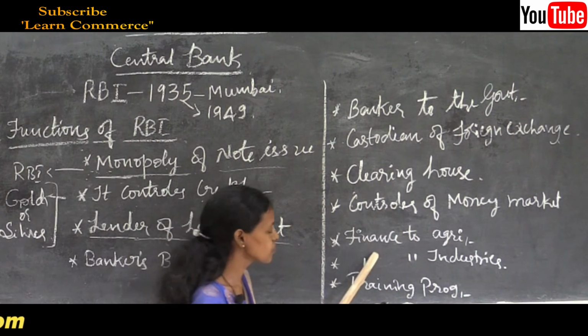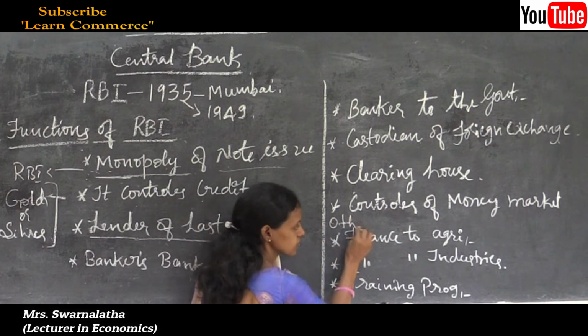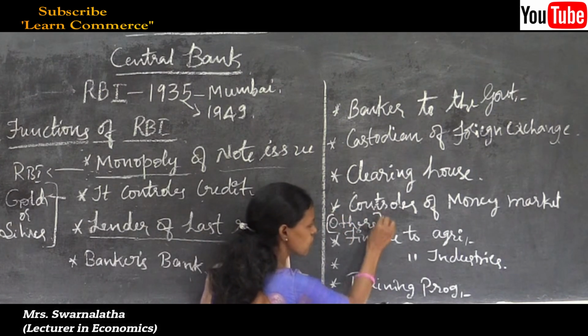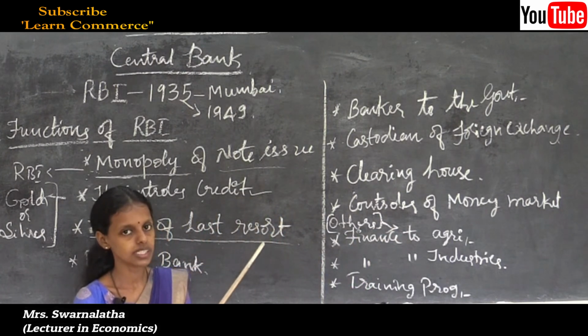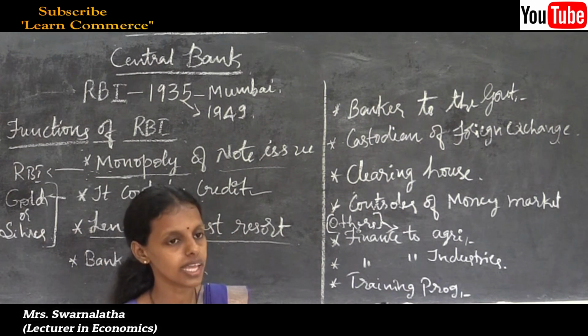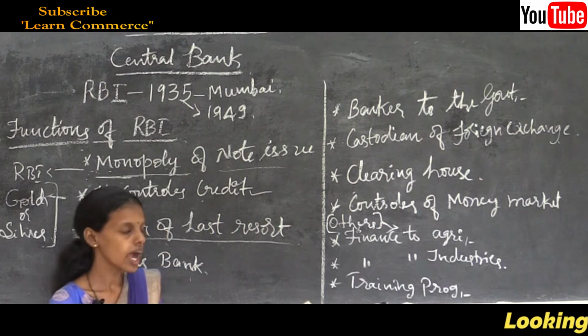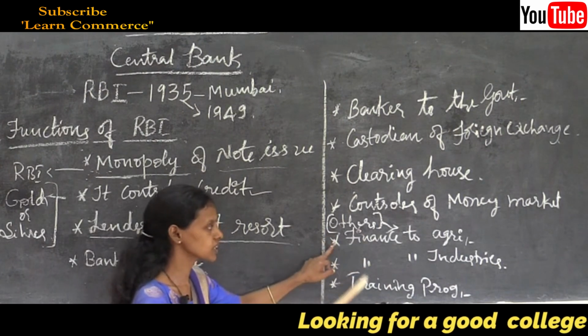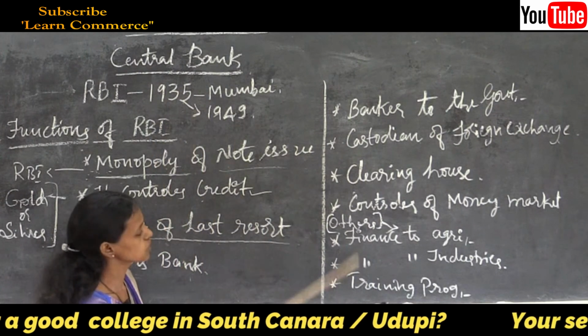Next, other functions. There are many other functions, all performed on the basis of money. That money is supplied by the Reserve Bank to the commercial banks and to the people. People again reinvest that money in the economy for productive activities, and for these productive activities also the RBI provides loans.